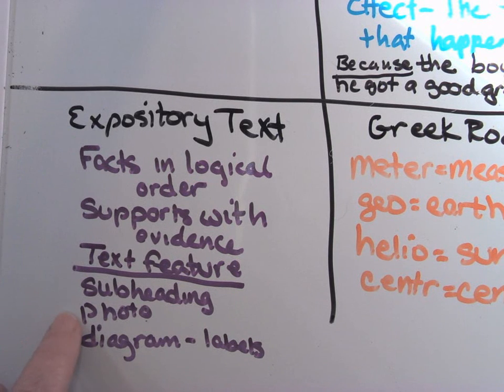Photos. You have photos and diagrams. Photos and diagrams as your text features. The difference between a photo and a diagram is that a diagram is going to have labels. So as you're looking at a diagram, it's going to tell you more about things with lists of labels.